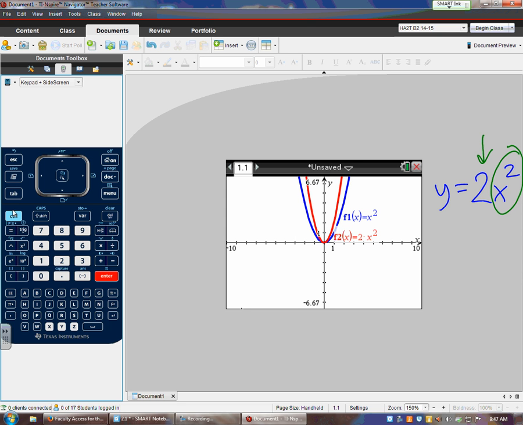Okay, so if I add to this graph, let's put another one. How about 1/3? I'm going to use a fraction template here, so I can do 1/3 like that, and then times x squared.